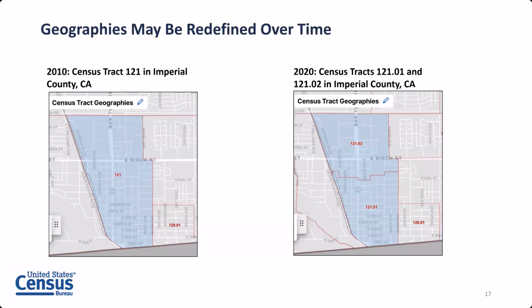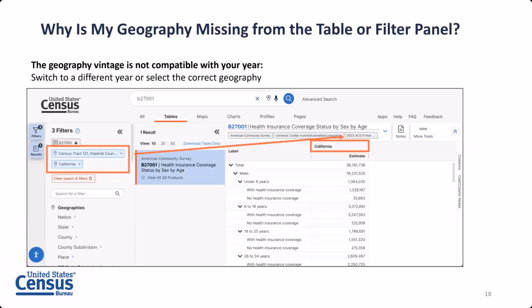On data.census.gov, you would be able to select in the geography filter panel any one of these three census tract geographies. And when you make a selection, if the selection you made is compatible with the data set you're clicked into, you'll see it as a column in the table. And if it's not compatible, you won't see it.